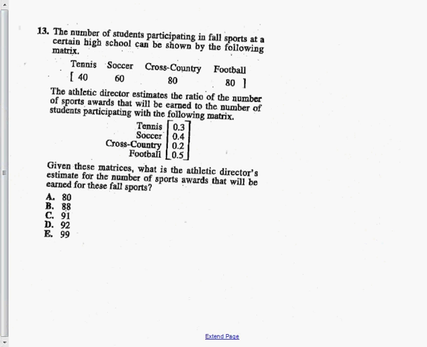So here, 20% cross country of what? Of 80. So the 40, the 60, the 80, and the 80, these are the actual numbers of students who are in those sports. So now what you want is, what's 30% of 40? What's 40% of 60? What's 20% of 80? What's 50% of 80? Once you get those numbers, add them up, and that's his total estimate of how many he supposes will receive sports awards for that particular year. Do you see that now?